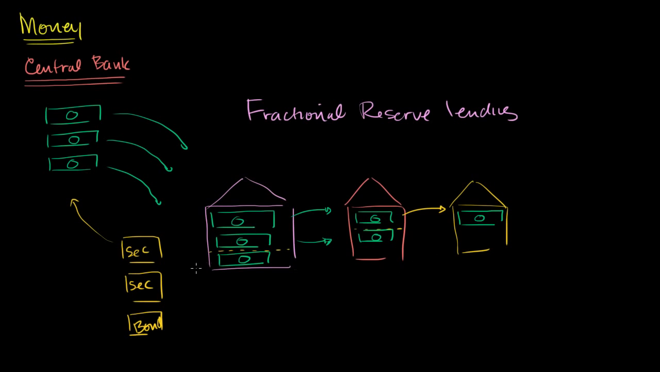You have this guy who made this deposit thinks he has $3. This person thinks they have 2. This person thinks they have 1. So just in this example over here, we have 1, 2, 3, 4, 5, $6. So just right over here, we have $6 in this system. $6.